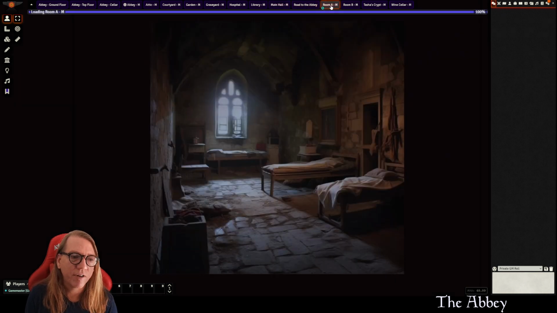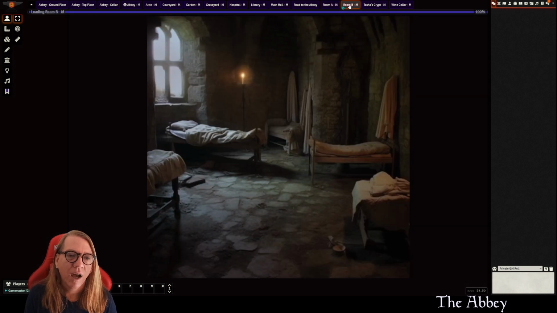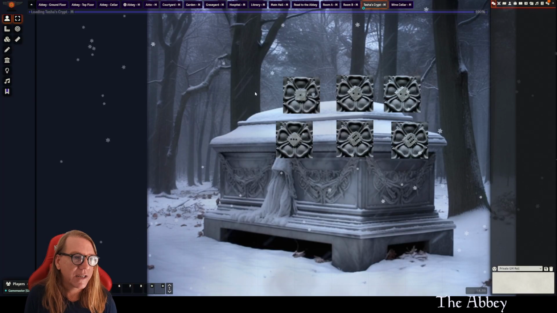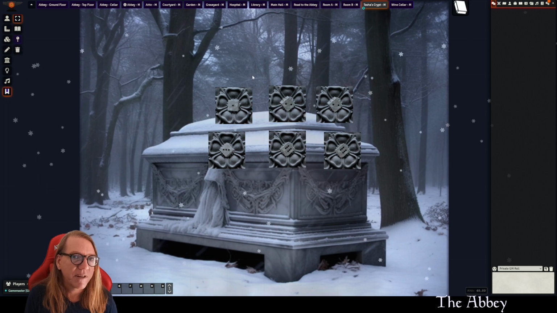We also have two different rooms in the Abbey if you want to run those vignettes with the Mongrel folks. And we have the wine cellar. Now there's two special locations, one with Monk's Act of tile triggers and then Tasha's Crypt. I want to show you how to run that puzzle for Tasha's Crypt. So when they're at Tasha's Crypt, you've got this scene here with these tiles. And let's bring it up and set it up first.